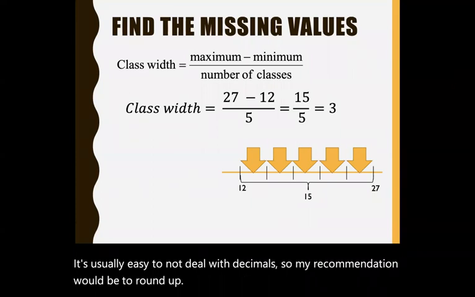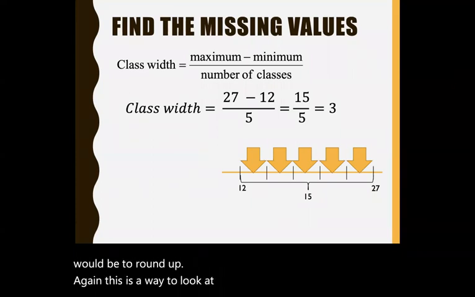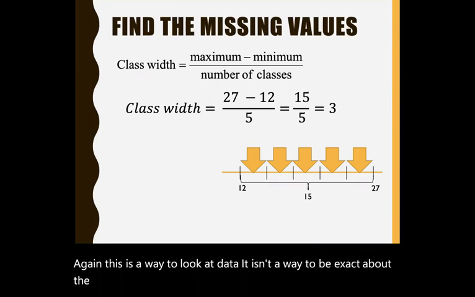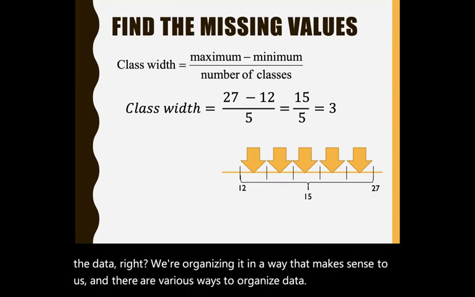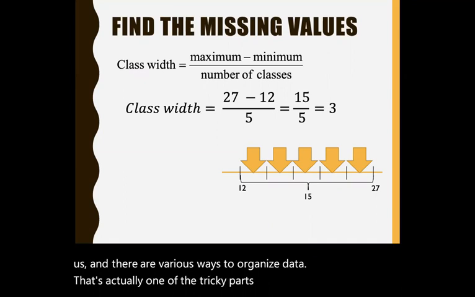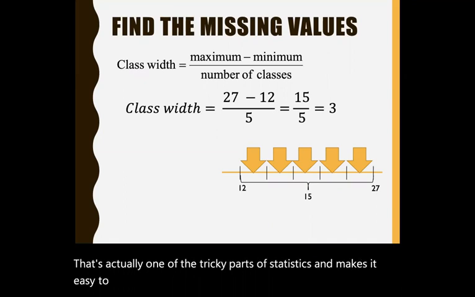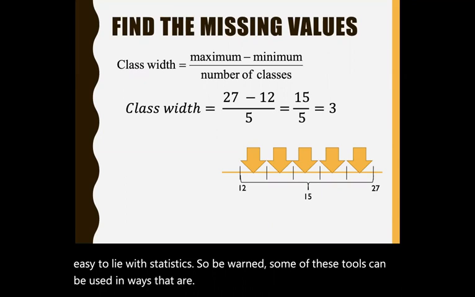Again, this is a way to look at data. It isn't a way to be exact about the data, right? We're organizing it in a way that makes sense to us. And there are various ways to organize data. That's actually one of the tricky parts of statistics and makes it easy to lie with statistics. So be warned, some of these tools can be used in ways that are less than ethical.